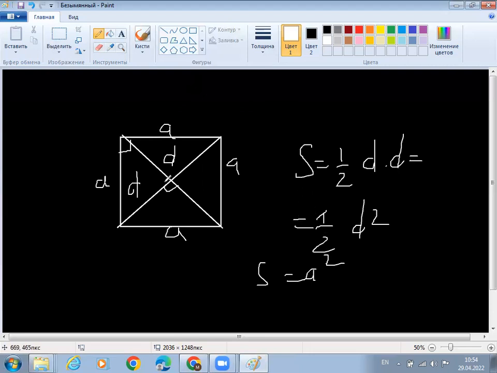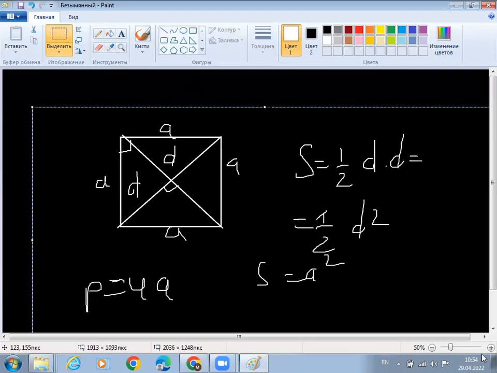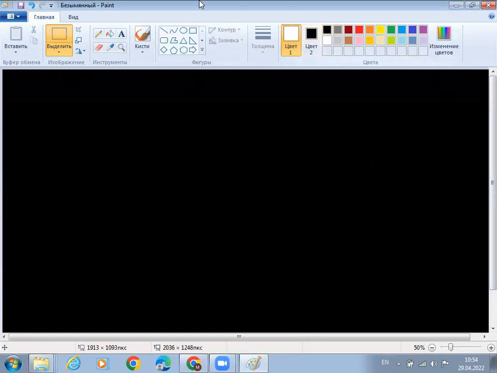If we have side A, then the area is going to be A squared. The perimeter is obviously 4A here. In addition, we can note the figure with two sides not parallel. It's kind of the figure we call a trapezium.